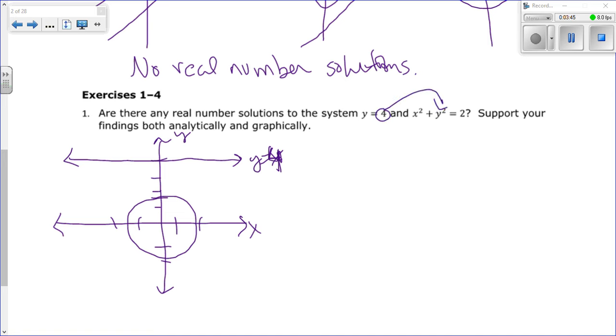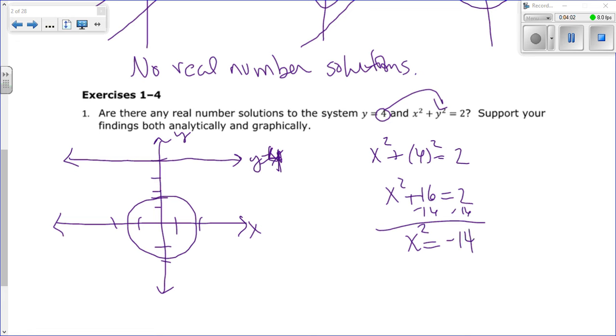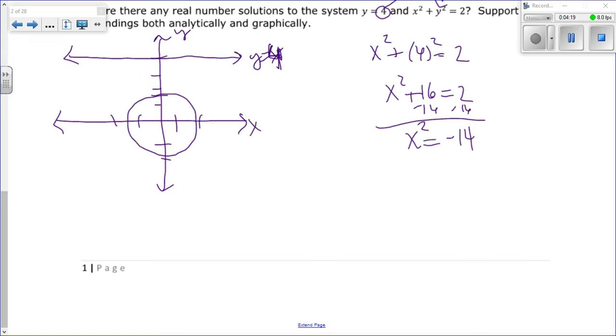And if I were to find this algebraically, I would just substitute 4 in for y. So I'd have x squared plus 4 squared equals 2. So x squared plus 16 equals 2. So x squared equals, I need to subtract 16 from both sides, negative 14. And we know that we cannot take the square root of a negative number and get an answer, so therefore it works that there is no real solution. All right, next page.